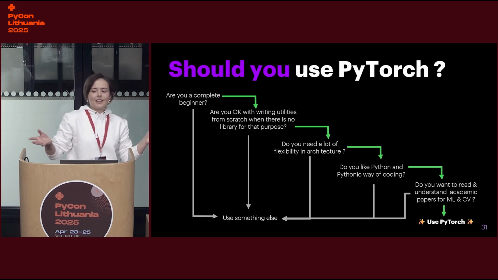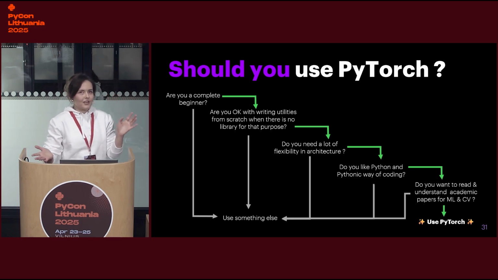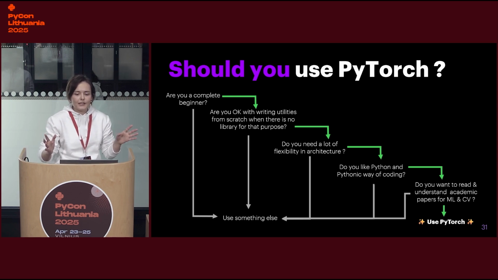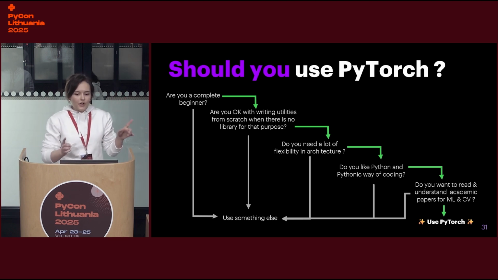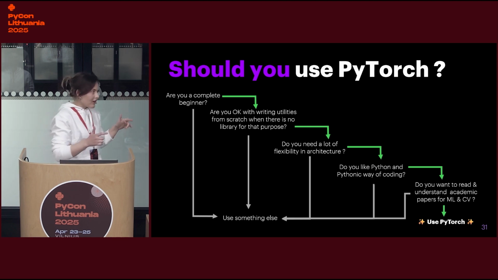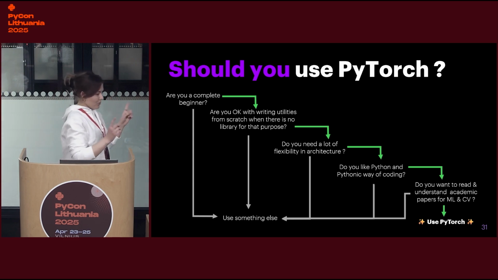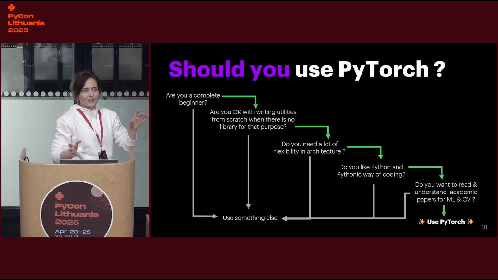So to break it down, if you're not a complete beginner, just started Python yesterday and want to create a neural network, then if you're also okay with writing your own utilities for some parts of the neural nets, next, if you need the flexibility in your architecture, if you like Pythonic way of coding, OOP, something like that, and also finally, and most important, if you need to read and understand academic papers in machine learning and computer vision, use PyTorch.